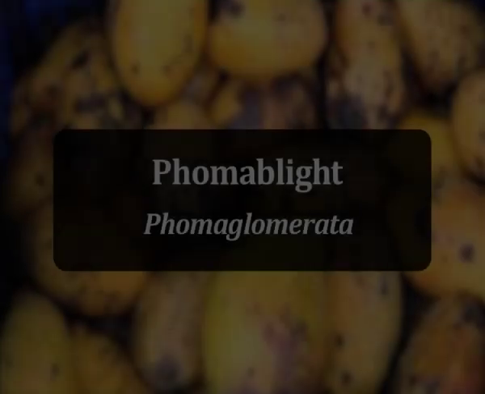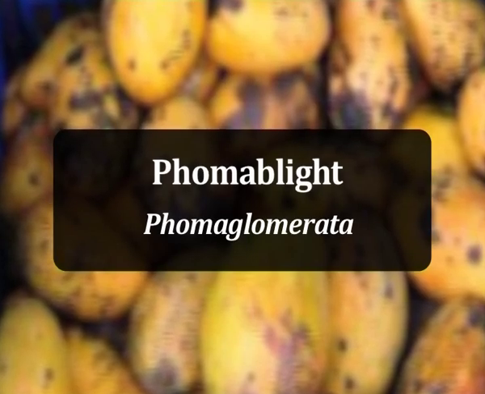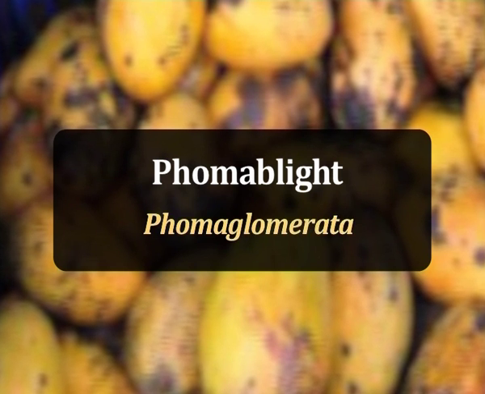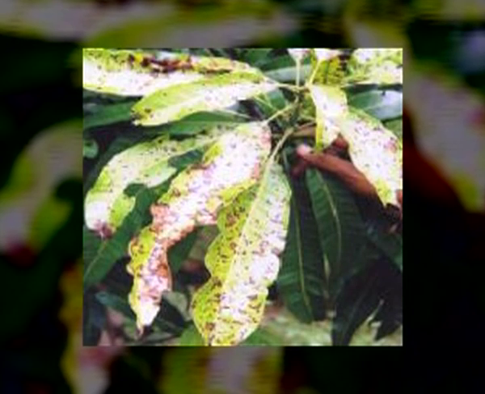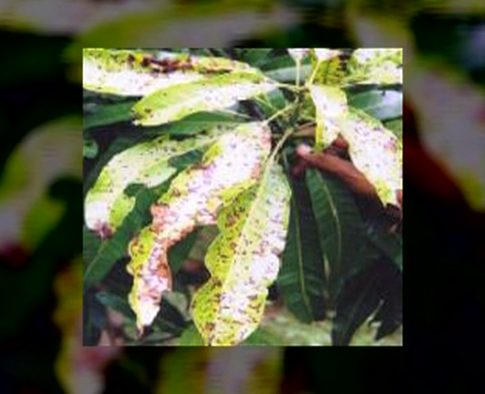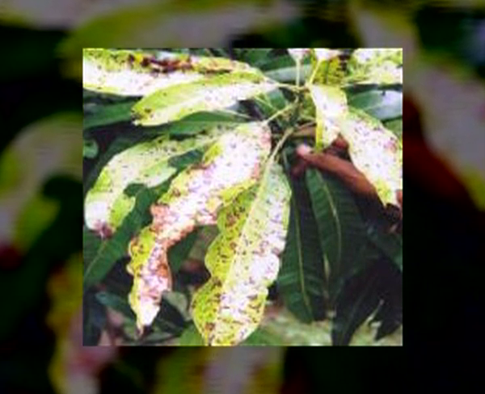Now coming to the next disease, that is the Phoma blight. It is caused by Phoma glomerata. Symptoms of the disease: the disease is noticed on matured or old leaves only. Fully developed spots are characterized by a dark margin and dull grey necrotic center. In severe cases, spots coalesce to form patches, which results in withering and defoliation of infected leaves.